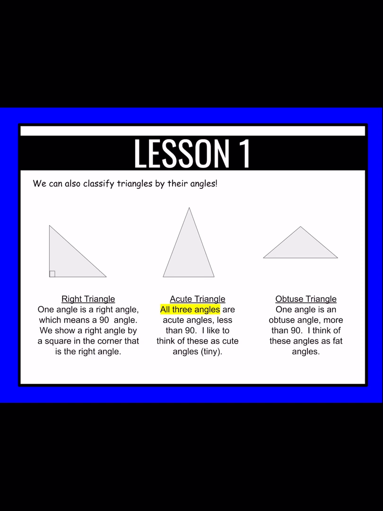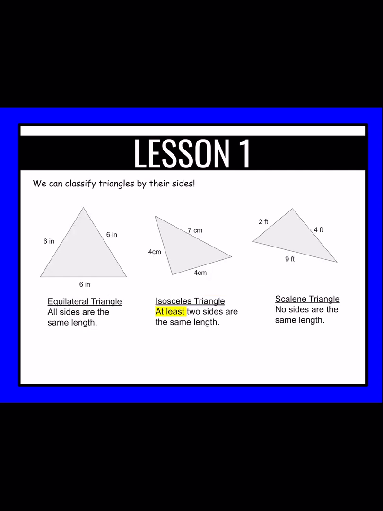Our obtuse triangle has one angle that is an obtuse angle, which means that it is more than 90 degrees. To me, obtuse sounds like obese, which means fat. So these are the fat angles. Okay, so we have a right triangle, an acute triangle, and an obtuse triangle, and that is by naming them from their angles. We also have an equilateral triangle, an isosceles triangle, and a scalene triangle, which is naming them from their sides.